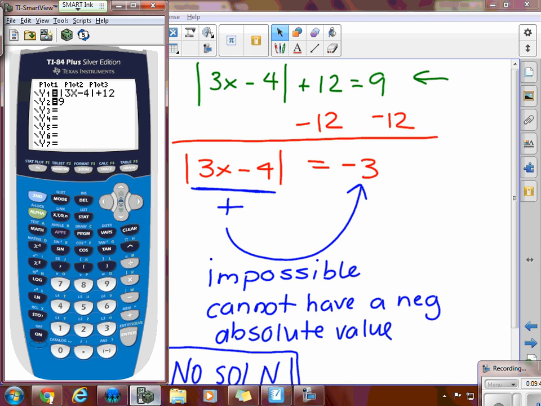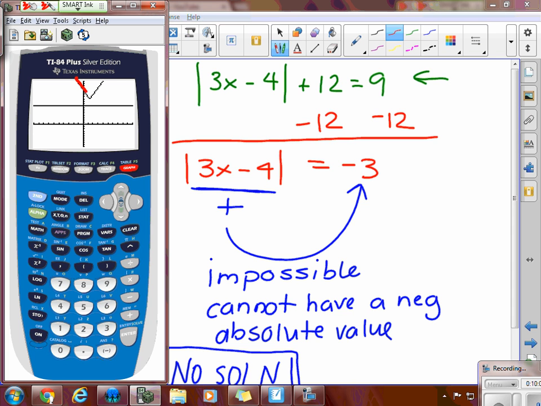If we look and we put in the absolute value of 3x minus 4 plus 12 in y1, and then say y2 equals 9, you're going to have to adjust your window here a bit on your graphing calculator, get your y max maybe up to about 20. And if you look at it, we could see right here, here's our absolute value graph with the plus 12, and here's y equals 9. They're not intersecting at all. Therefore, that proves visually that there is no solution either. So we solved two more examples with absolute value equations.